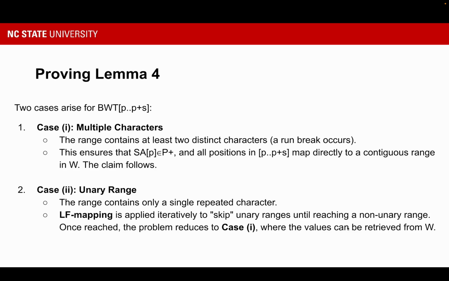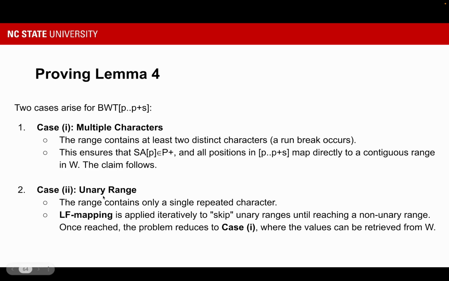There are two scenarios which might occur here. The first is when p all the way to p plus s has two distinct characters. That is when a run break occurs. So essentially, you have a boundary. You have got SSS and then you have got PPP. So you've got a boundary S and P. So this range ensures that SA of p, P plus and minus, and all positions from p to p plus s map directly to a contiguous range in the W data structure that we noted down before. So this is supposed to work mostly with multiple characters.